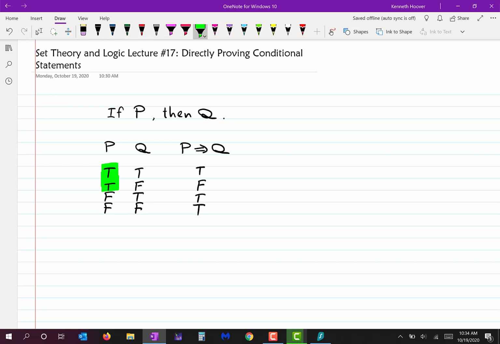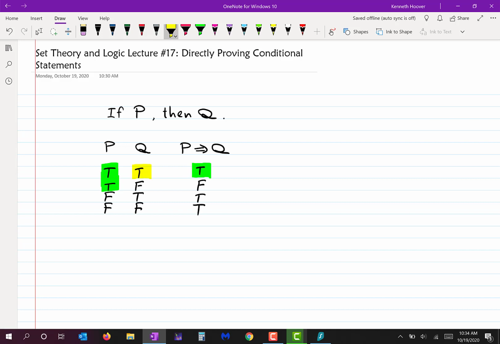Okay, now if P is true, then the only time that P implies Q is true is if Q is true. So this is what we would call a direct proof of P implies Q, is that you assume P is true, show that Q must also be true.